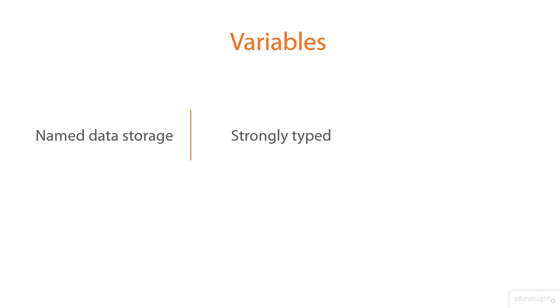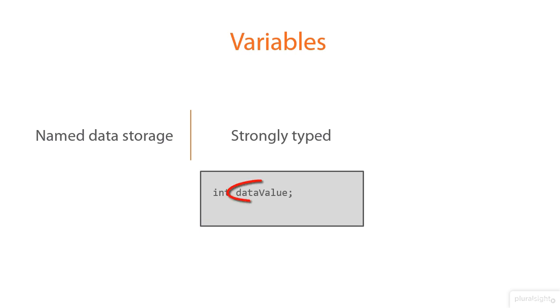Now, Java is a strongly typed language. What that means is that when we declare a variable, like in this case, we have a variable named data value, we have to specify the type of that variable. In this case, it's what we call an int, something that can store integers. So what that means is that the data value variable can only store things that are compatible with the type int. As we go through the course, we'll talk about this idea of one type being compatible with another.